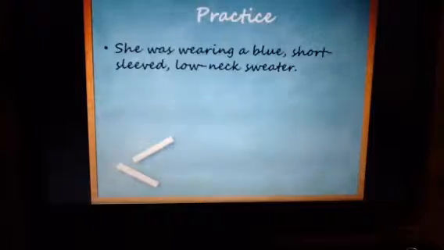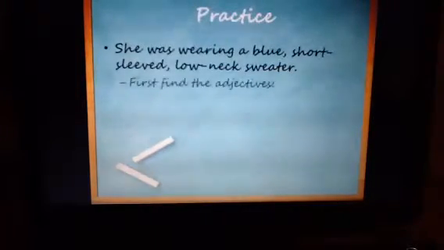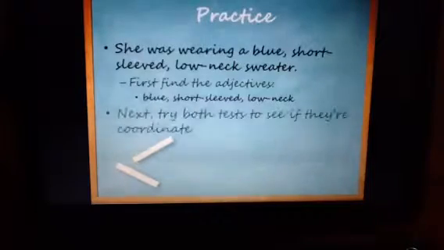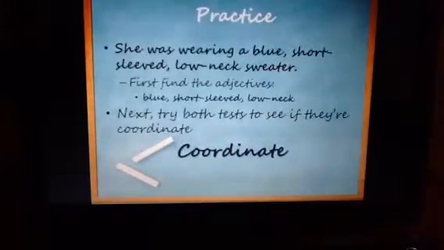One more. She was wearing a blue short sleeve, long neck sweater. So sweater is our noun, and we have blue, short sleeve, and long neck as our adjectives. So let's try the word "and." She was wearing a blue short sleeve and long neck sweater. Sounds good. So let's try reversing the order of the adjectives. She was wearing a long neck, short sleeve, blue sweater. Still sounds good. So we would need to keep the commas in the sentence because we have coordinate adjectives.